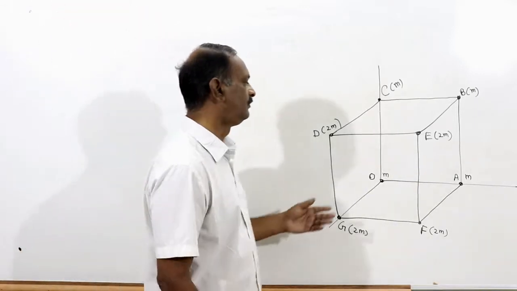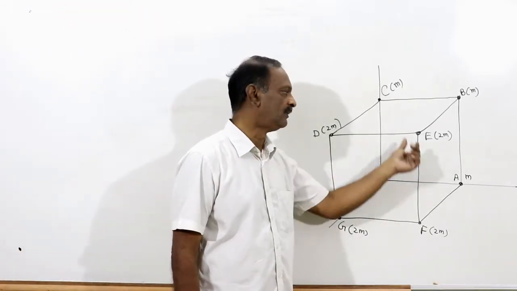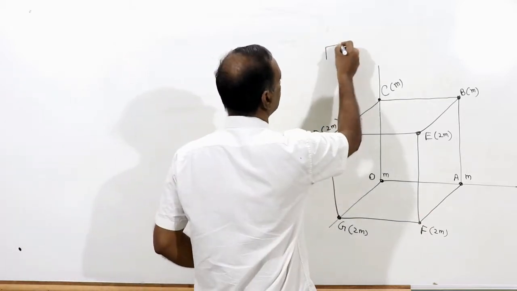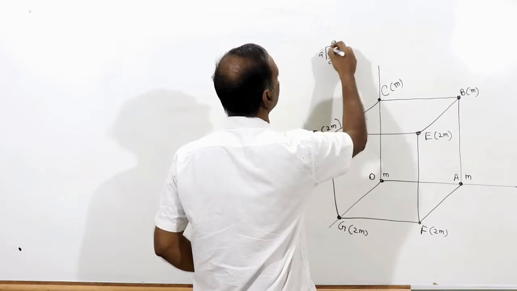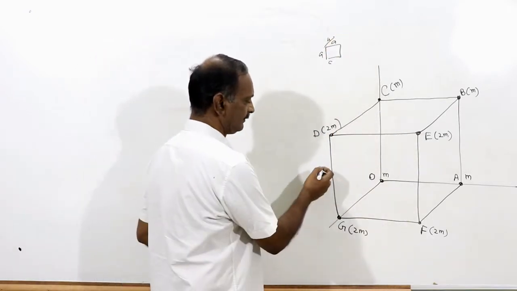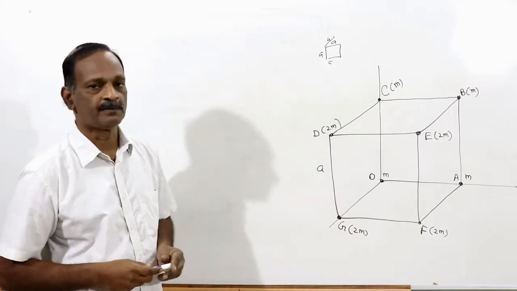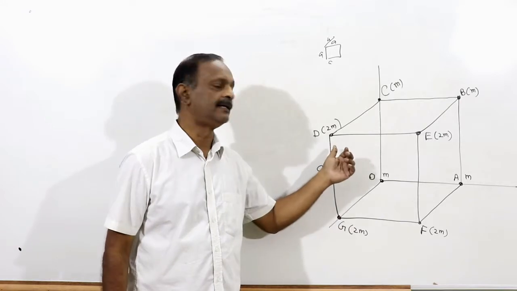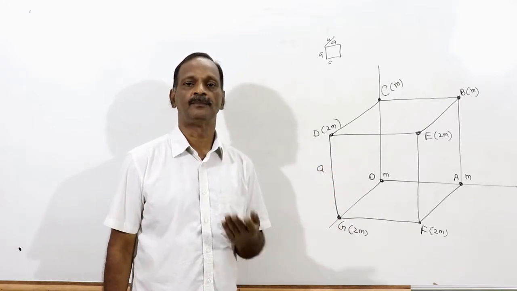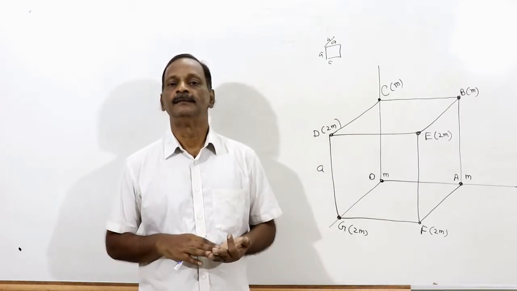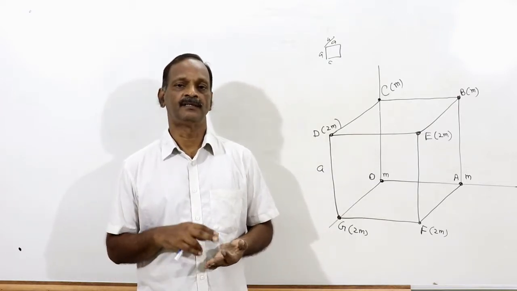Find the center of mass for this cube, which has a side of A. This side is also A, so it has a side of A. So in this problem, what we have to do is find the coordinates. It has three coordinates, x, y, z, so it will definitely have x cm, y cm, z cm.